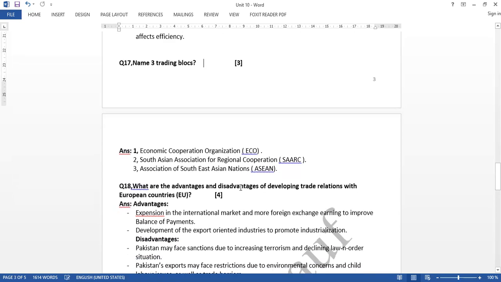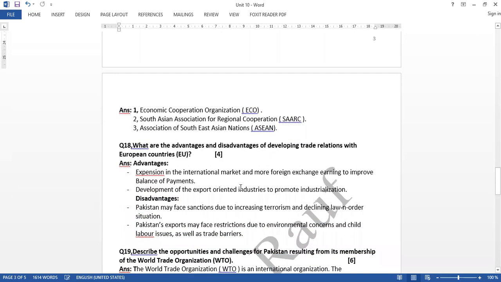Then comes question number 18. What are the advantages and disadvantages of developing trade relations with European countries? Here we are talking about the European Union.